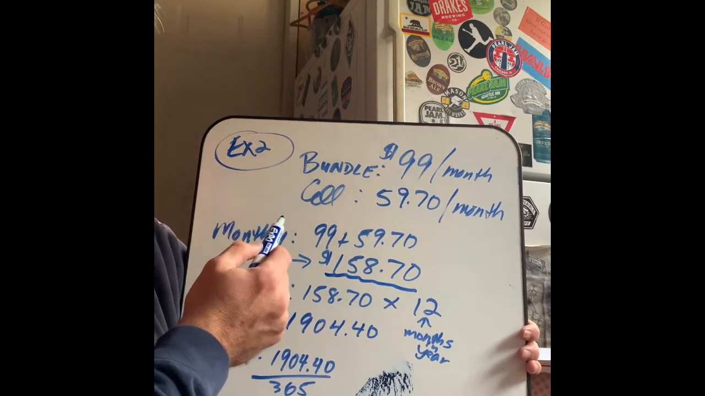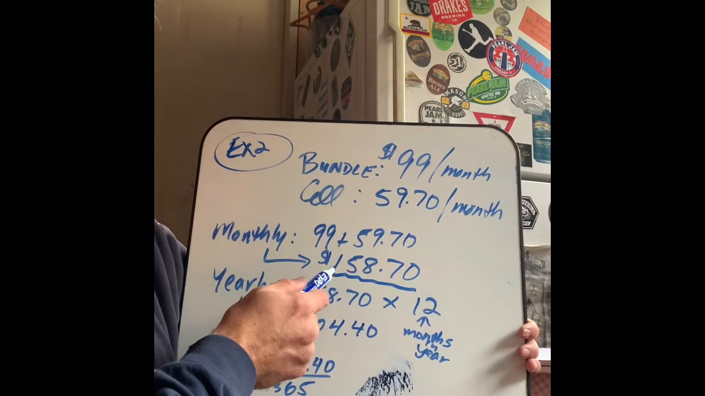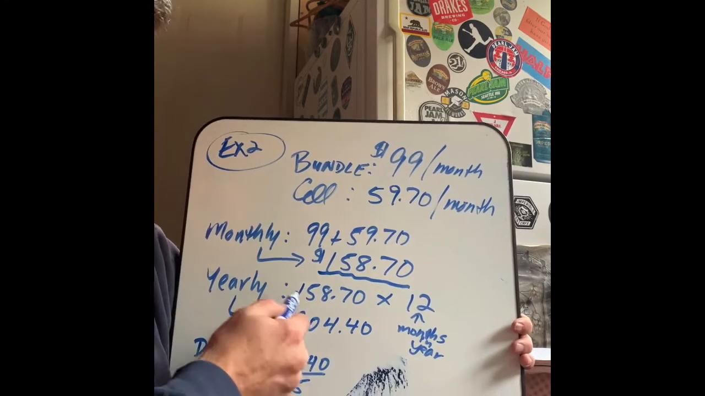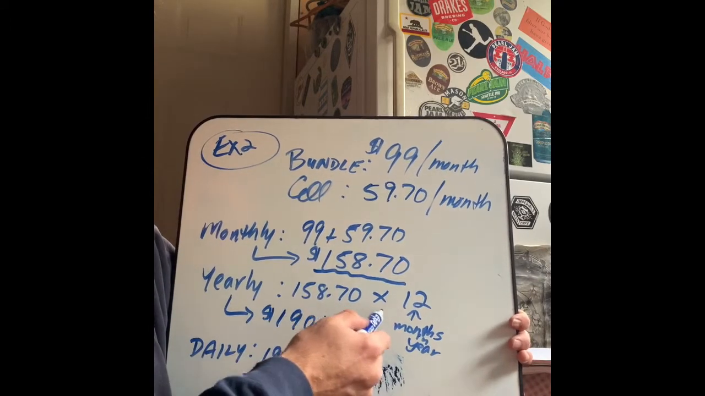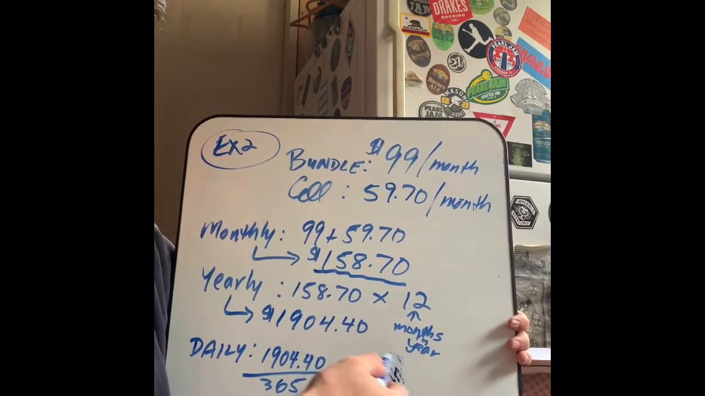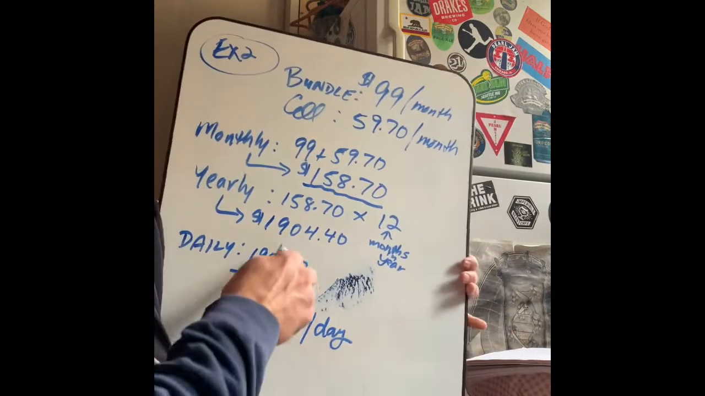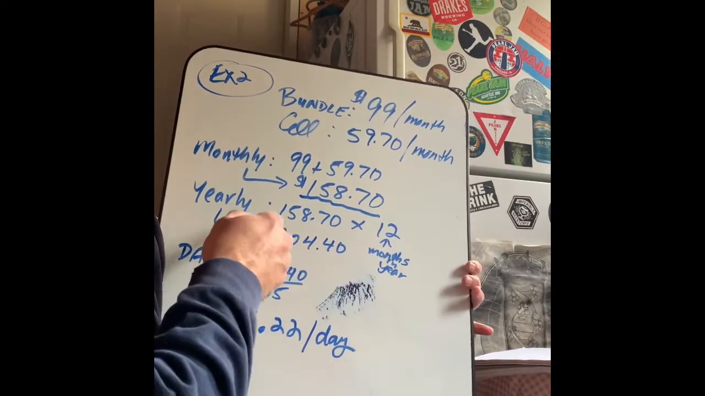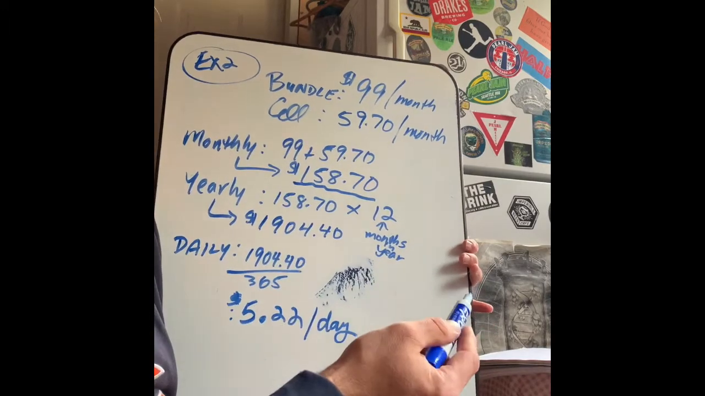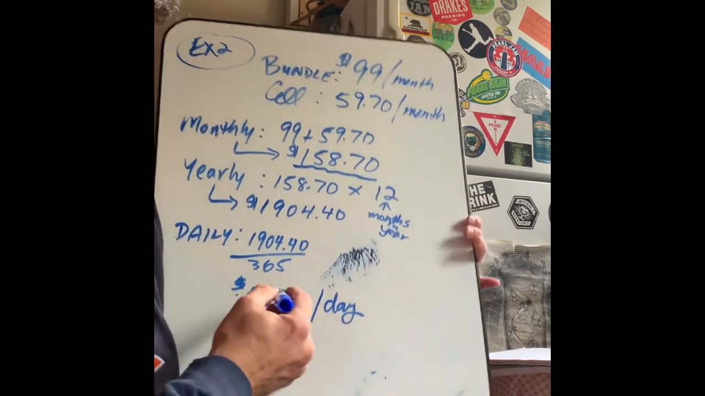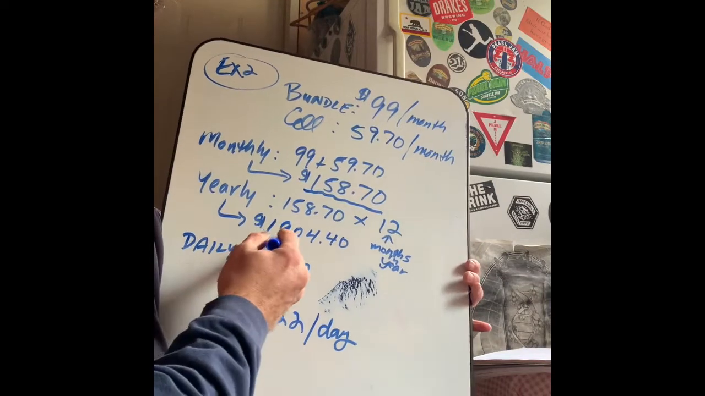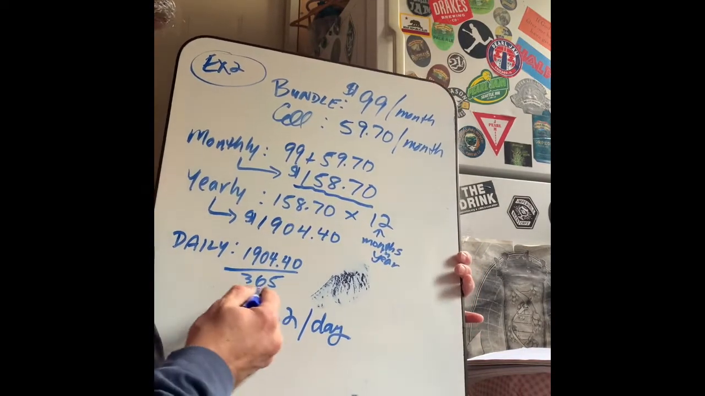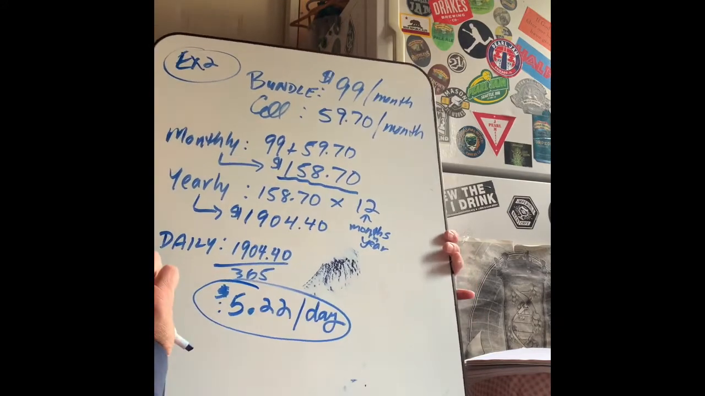They want daily though. So what you're going to do, if there's the month, first let's change it to years. How many months are in a year? 12. So you take that monthly, $158.70 times 12, because there's 12 months in a year, to give us a new total of $1,904.40. That's yearly cost. But they want daily. Well, how many days are in a year? 365. So we're going to take that yearly amount, divide it by how many days there are in a year, 365, and it comes out to be about $5.22 a day.